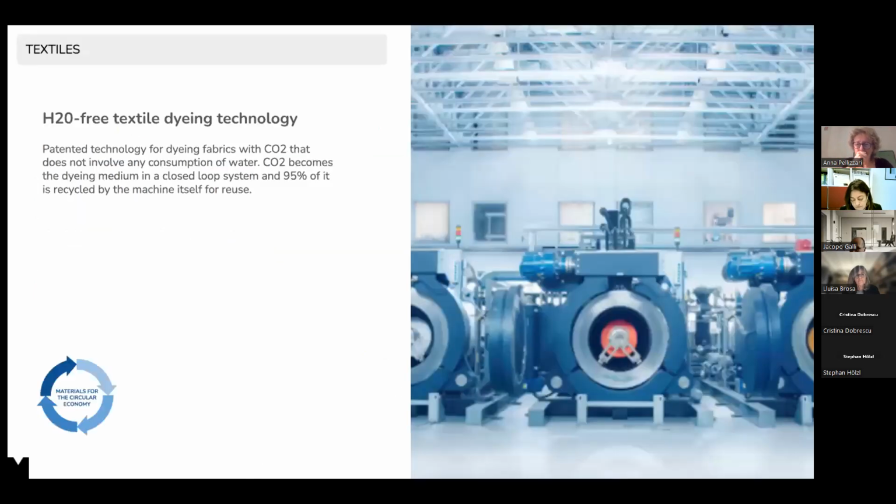So in terms of solutions, we have a water-free textile dyeing technology. This has been there for like 15 years. And it is a process that uses basically CO2 in place of water as a vector to transport the pigment onto the fabric yarn, and to reduce the use of water.